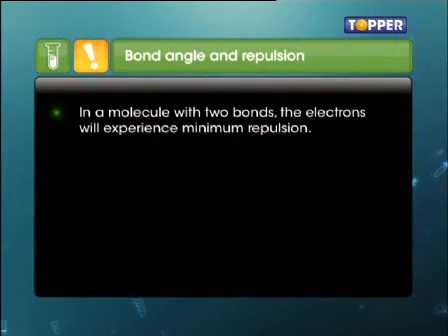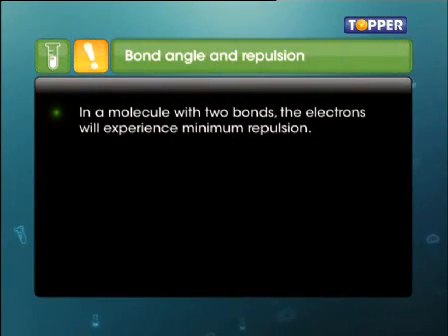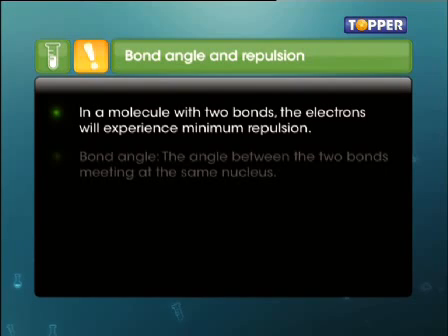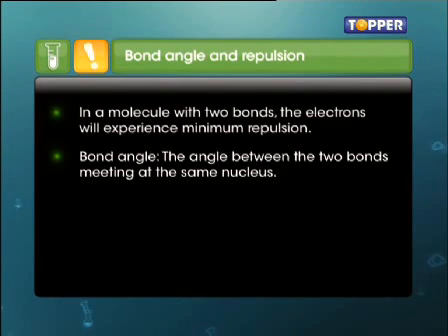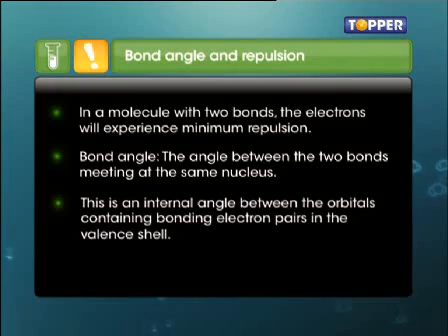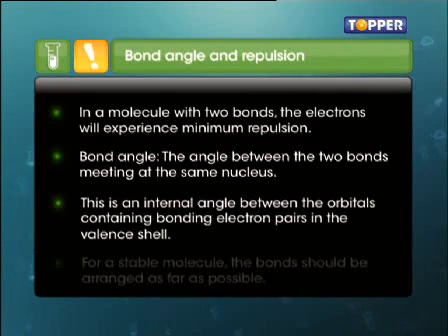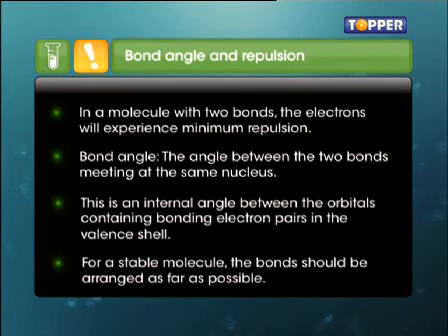The simplest case is that of a molecule with two bonds. Here, the two pairs of electrons will experience minimum repulsion. The angle between the two bonds is called bond angle. This is an internal angle between the orbitals containing electron pairs in the valence shell of the central atom. For a stable molecule, the bonds should be arranged as far as possible.